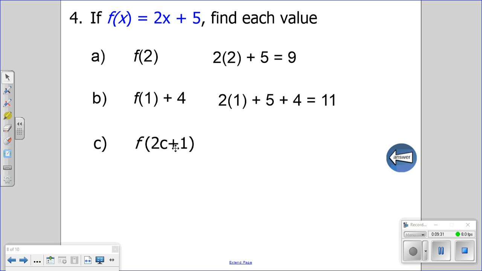Here is the same as a number, so we don't have a 1 or a 2, but now we have an expression. In place of x, what you're going to put is this 2c plus 1. So what you have is 2 instead of 2x. Now you have 2 times 2c plus 1 plus 5. And then you'll evaluate, so distributive property here, and then add to the 5 at the end to get 4c plus 7.